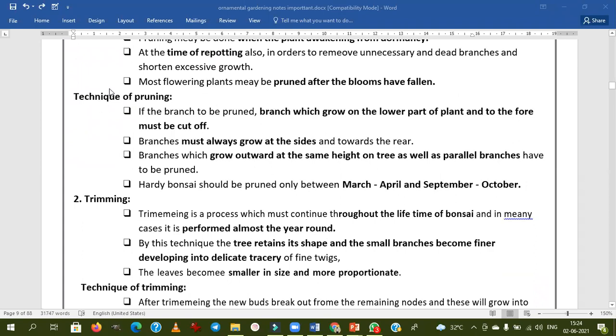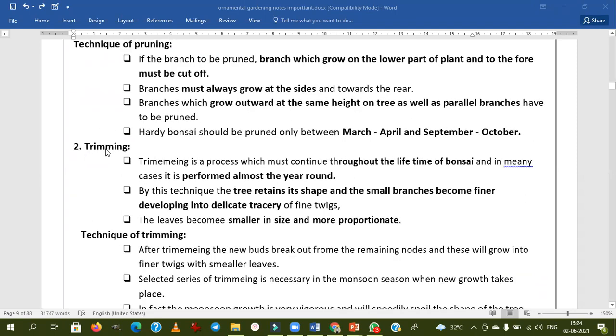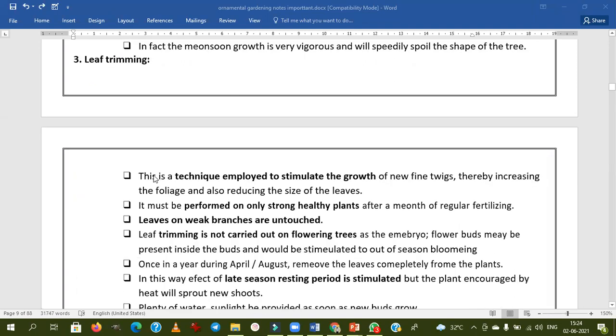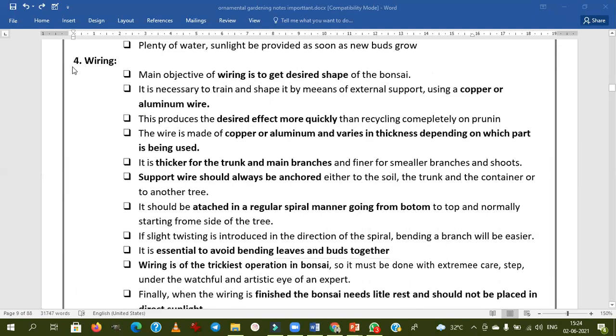Then the technique of pruning. The branches which grow on the lower part of the plant or to the fore must be cut off. Lower branches we usually prune off. Then we'll also follow the trimming technique. Then leaf trimming is also done. Then wiring. This is a very important horticulture practice followed in bonsai making to get the desirable shape. Here we use copper or aluminium wire.